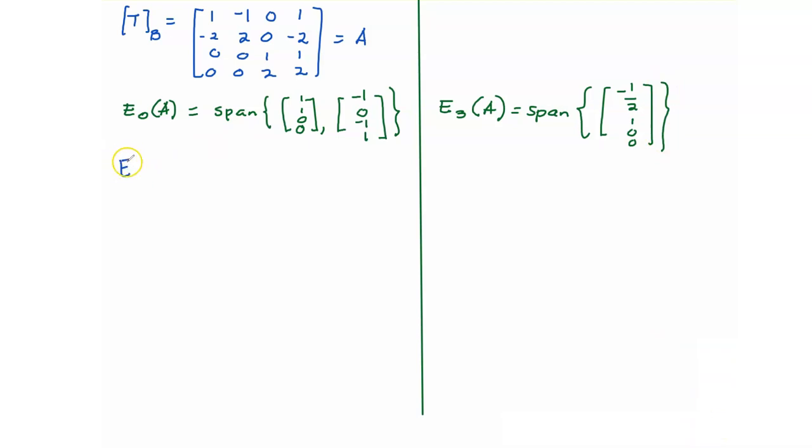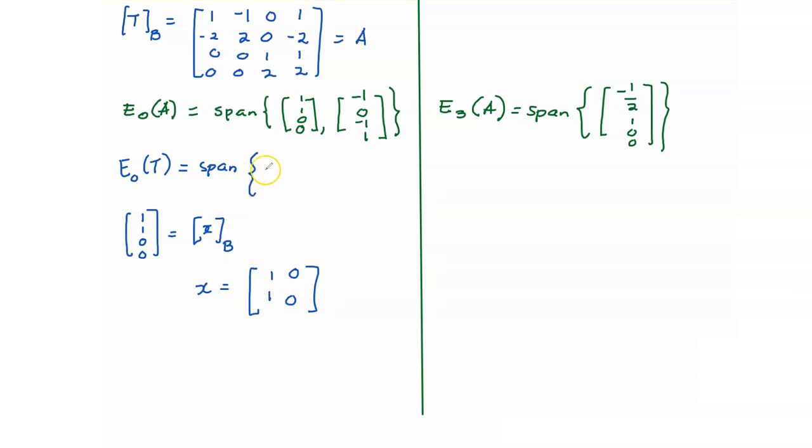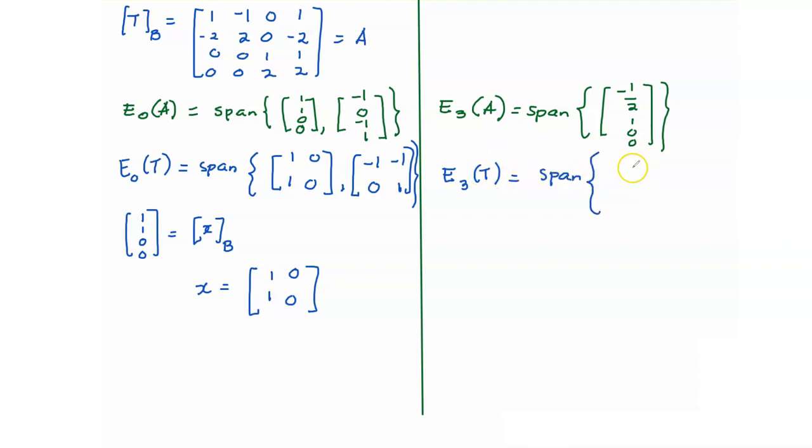How do we now get the eigenspace of T? Take note that this vector (1, 1, 0, 0) is the coordinate vector of your eigenvector corresponding to B. So therefore, this x here is equal to (1, 1, 0, 0). Take note that I am just doing the opposite of what we did earlier when we got the coordinate vector. I am putting this here as a second column. And for this one, this becomes the matrix negative 1, 0, negative 1, 1. Similarly, for the eigenspace of T corresponding to 3, this becomes the span of the matrix negative 1 half, 1, 0, 0.